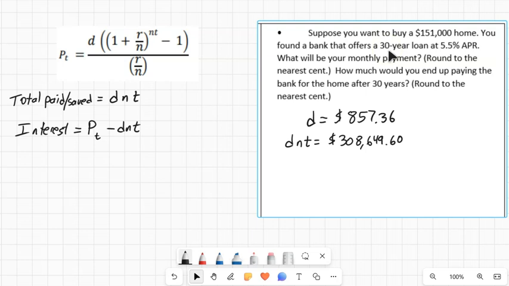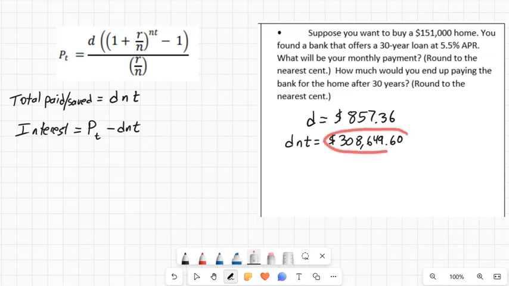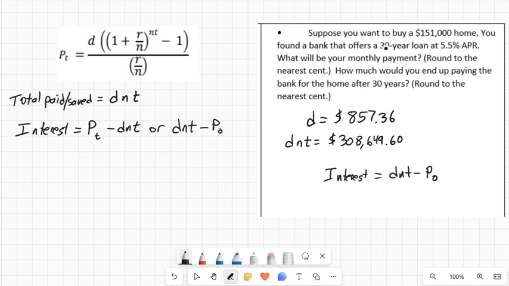This question did not ask about the interest. If you did need to know how much interest you paid the bank, the two numbers that you'd be looking at are the DNT and the amount that was originally borrowed from the bank. And you can see that the DNT is larger. And so in this case, your interest would be the DNT minus the P sub 0. There we go. So there are two basic interest formulas, and it just depends on which number's larger that goes first.